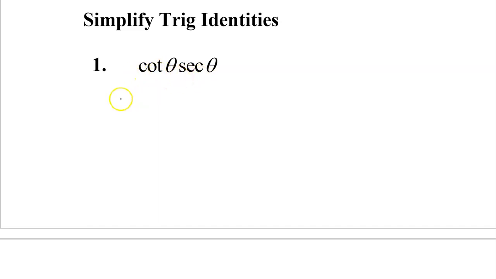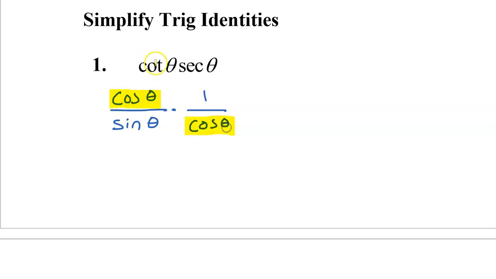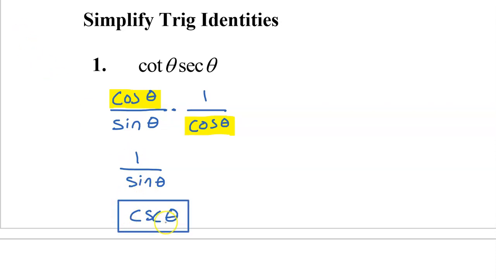So instead of cotangent theta, we could write cosine theta over sine theta. And instead of secant, we can write 1 over cosine. But then we notice that we have cosine in the numerator and the denominator. So these will cancel each other out, which gives us 1 over sine theta. But 1 over sine theta is cosecant theta. So this is the simplified answer for number 1.